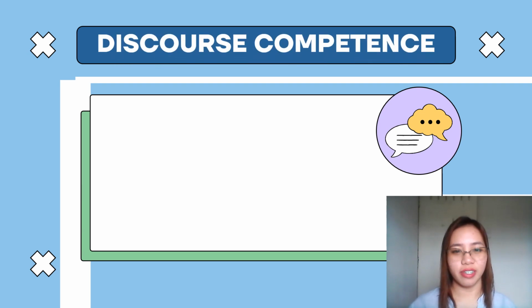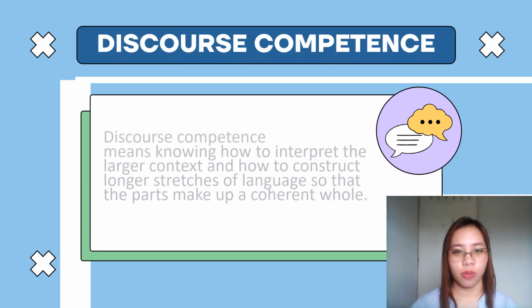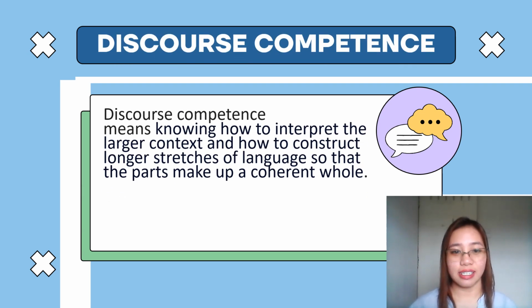Now let us move on to discourse competence. When we say discourse competence, it is knowing how to interpret the larger context and how to construct longer stretches of language. Additionally, it is also the ability to effectively produce and understand coherent spoken or written communication. That includes the organization of ideas, the use of appropriate language, and following social norms in conversation.